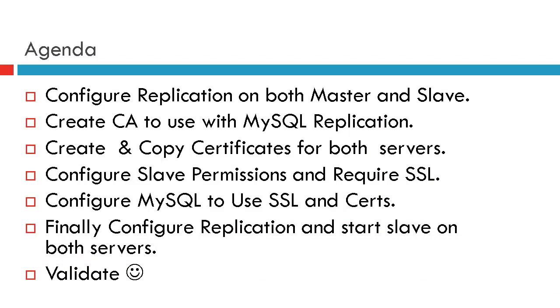First, we will configure the replication on both master and slave servers. When I say master and slave, we will be doing the master-master replication, but both of the masters are the slaves of each other. So we will configure master and slave on both sides. That becomes the master-master replication.